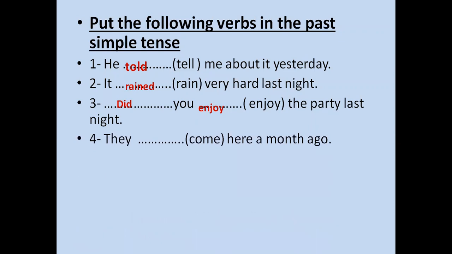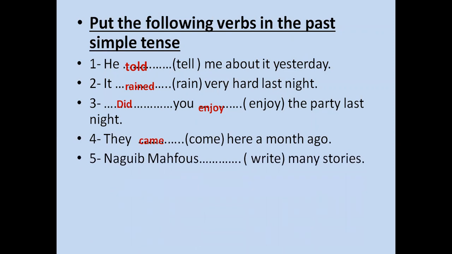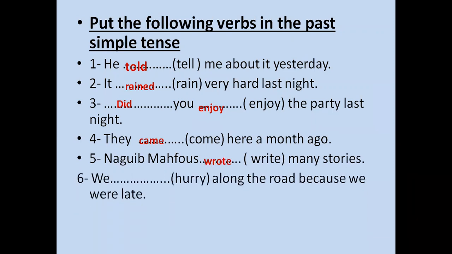Number 4, they space come here a month ago. So the past form of come is came. Excellent. Number 5, Naguib Mahfouz space write many stories. So the past of write is wrote. Excellent. Number 6, we space hurry along the road because we were late.